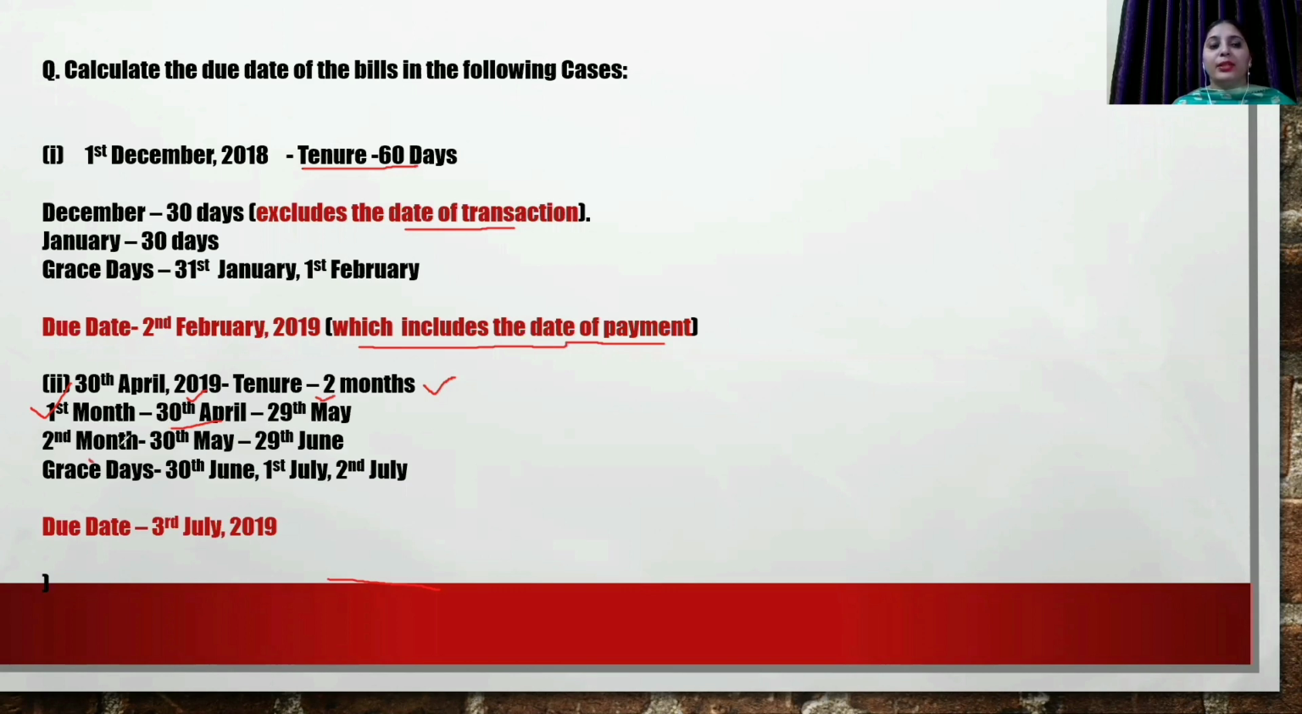Now the second month will start from 30th May and will end on 29th June. After 29th June, we have to give 3 days grace, which will be 30th June, 1st July and 2nd July. So the payment will be made on 3rd of July 2019. I hope both the cases are clear.